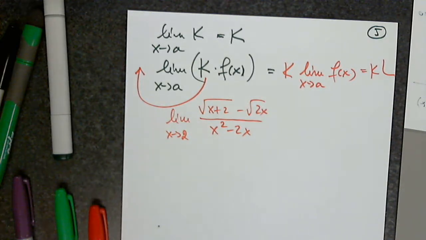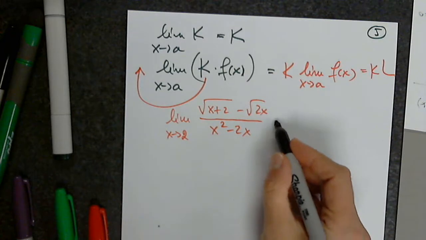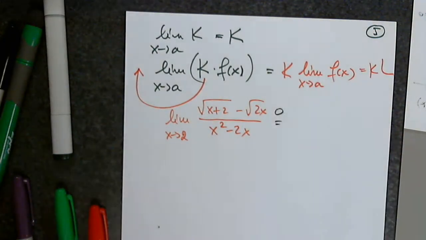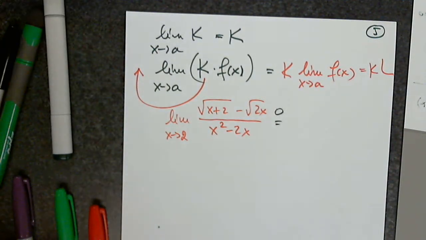In this case, 2. So when I plug in 2, what do I get at the top? 0. Thank you. When I plug in 2, what do I get at the bottom? 0. Okay, now I'm asking myself this. That's my next step. Is there hope? Yes. There is hope. In 0 over 0, there is always hope.